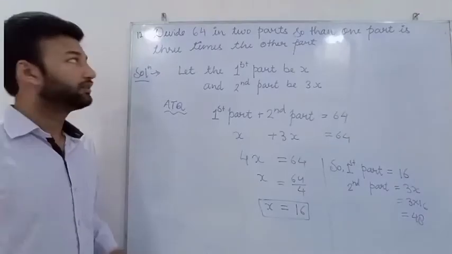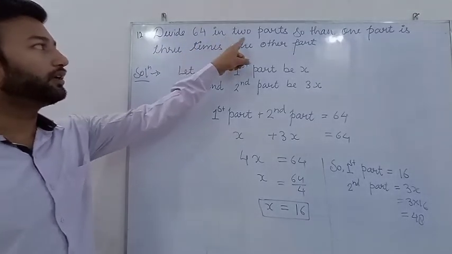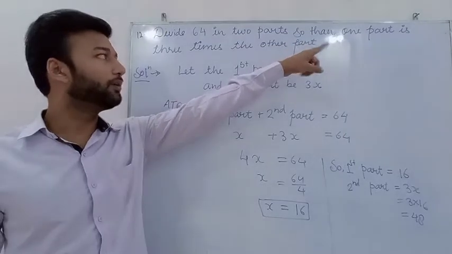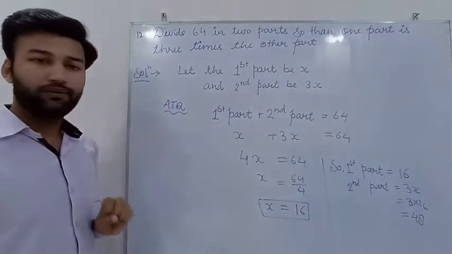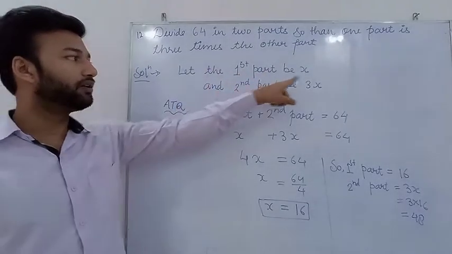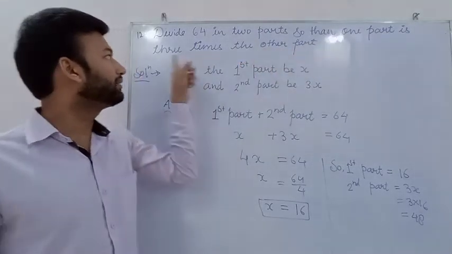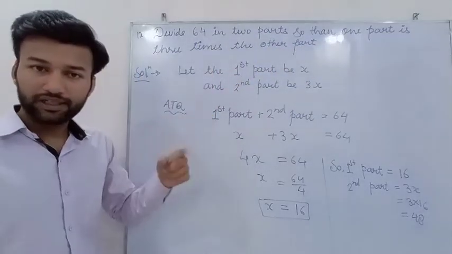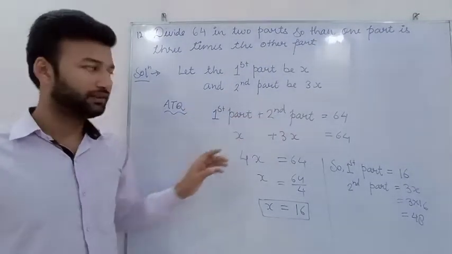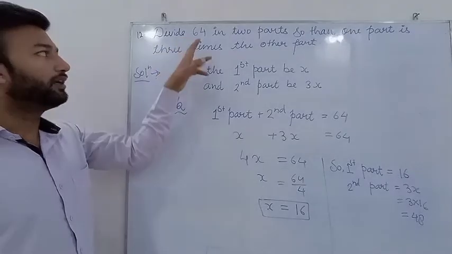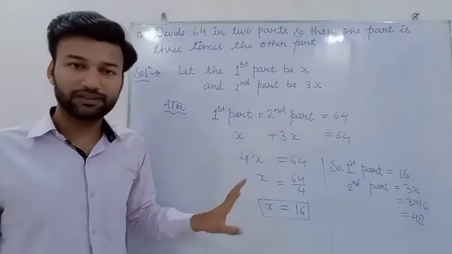Clear? Now this is question number 12. In question number 12, divide 64 into two parts such that one part is 3 times the other part. Okay. So first we will consider, let the first part be x, and the second part, because it is given that one part is 3 times the other, so 3 times means 3x. So the second part, or other part, is 3x. Now according to the question, divide 64 into two parts. So we will write first part plus second part equals 64.